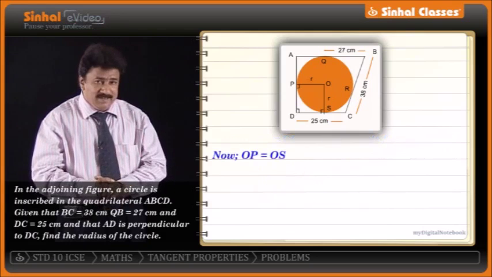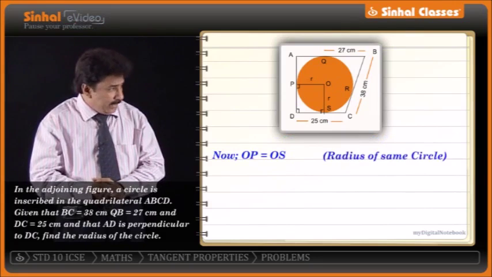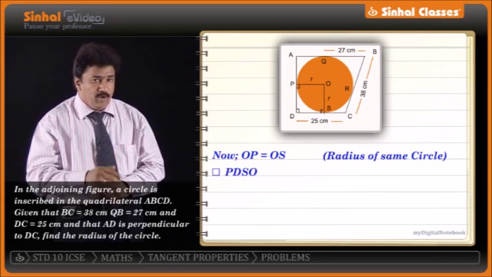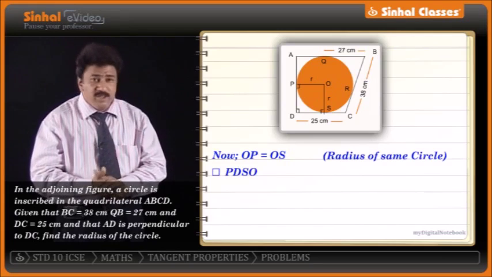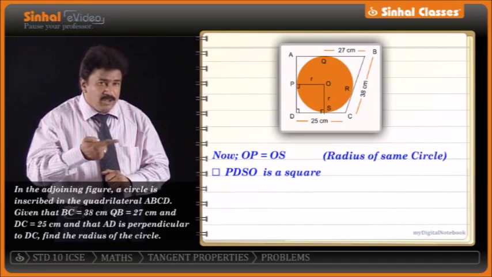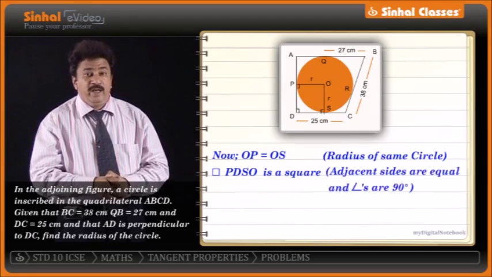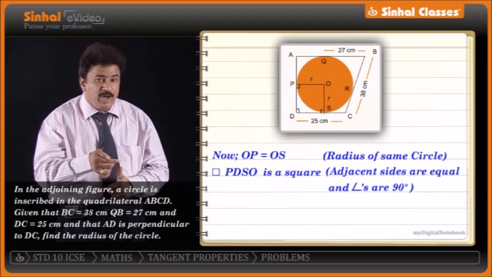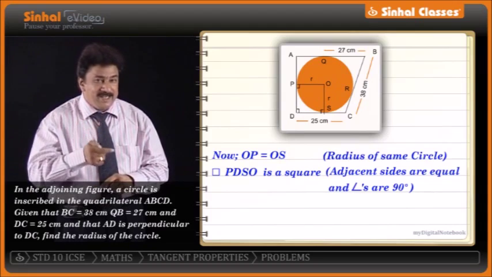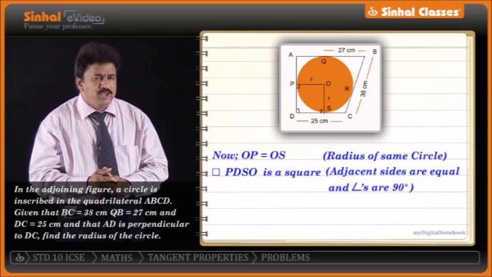Now OP is equal to OS. We have done this: radius of the same circle. Therefore, quadrilateral PDSO is a square. Very important step of the sum. How can I say it's a square? Because the adjacent sides are equal and each angle of this quadrilateral is 90 degree. So whenever a quadrilateral has adjacent sides equal and each angle of 90 degree, that quadrilateral is nothing but a square.